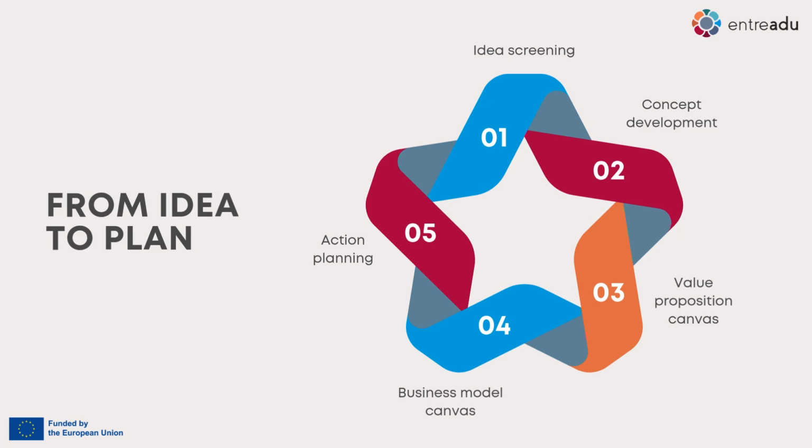The fourth step is a Business Model Canvas. In this step, you map out the key components of your business model, from customer segments to revenue streams. Lastly, in the action planning step, you will break down implementation into specific tasks, responsibilities, timelines, and resources needed.